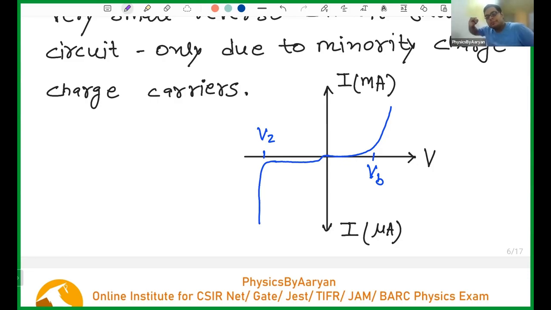Even if I increase the battery even more, the current is not going to change, because I only had 10 electrons. All the electrons are on the other side, they are moving on the other side. How much more current can I give you? All my minority charge carriers are under action, they all are going from one side to the other. Even if you increase the voltage even more, I don't have any additional minority charge carriers to move from one side to another. So the current will become constant after a while, and then it will remain constant.